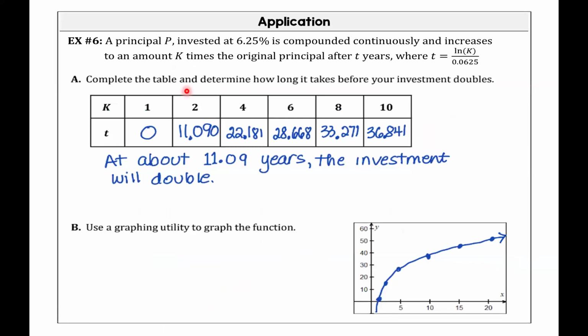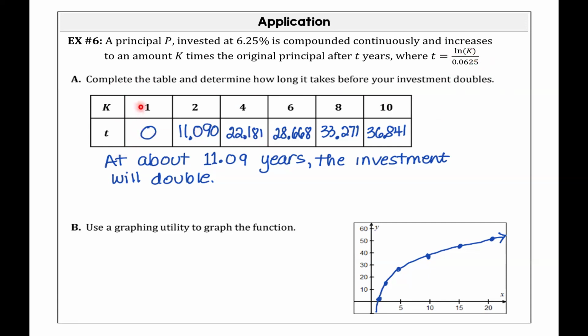Okay. So we have a real world problem to look at. A principal invested at 6.25% is compounded continuously and increases to the amount k times the original principal after t years, where t equals the natural log of k divided by 0.0625. So this would obviously be a calculator problem. Why? It's giving you a function to evaluate, especially a function with decimals. So it wants you to complete the table, evaluating these k values and telling you how long it's going to take.